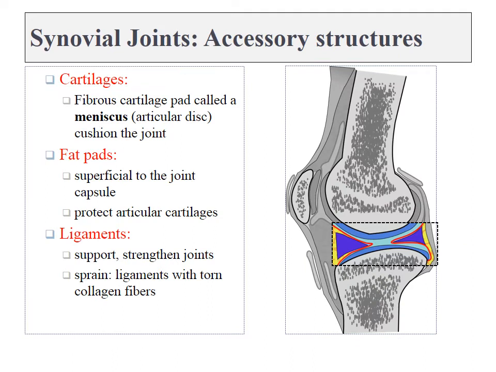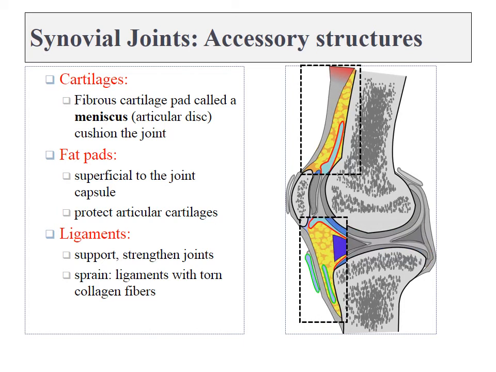There are a number of accessory structures which may or may not be inside of a synovial joint. In addition to the articular cartilages, some synovial joints have a meniscus of fibrocartilage that helps to provide extra cushioning. Some joints will have fat pads, which are good at absorbing shock. Joints will have a number of ligaments that help to anchor one bone to the next bone and hold them in place.